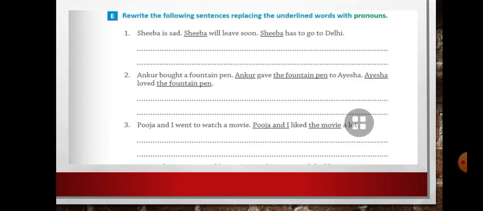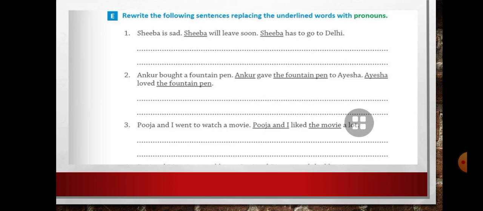Okay. Next exercise: rewrite the following sentences replacing the underlined word with a pronoun. What you have to do is replace the underlined noun with a pronoun. Like, Sheba said, Sheba will leave soon. Sheba has to go to Delhi. You know that Sheba is a girl here. Sheba said, she will leave soon. She has to go to Delhi. You will write like this.